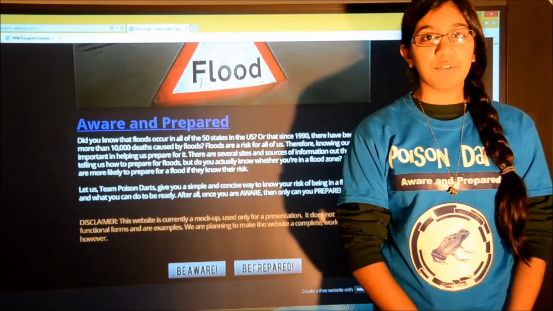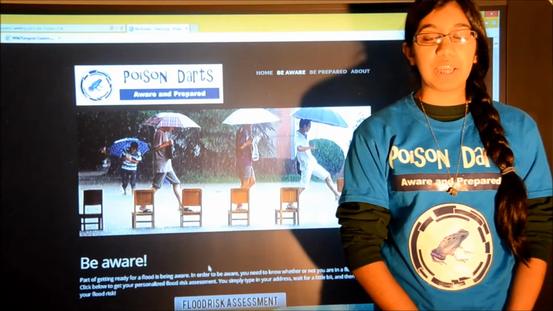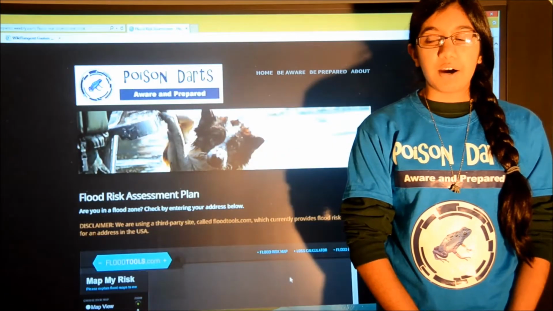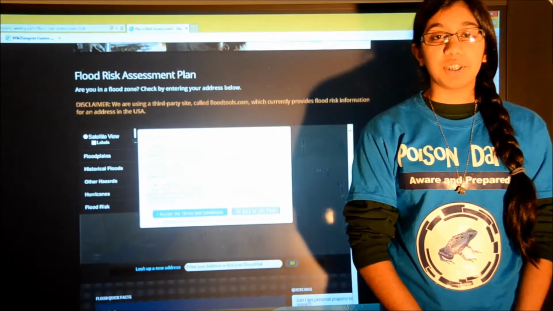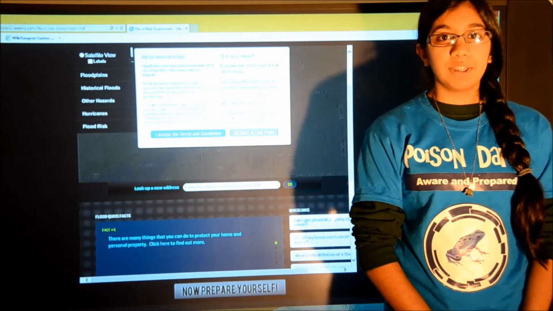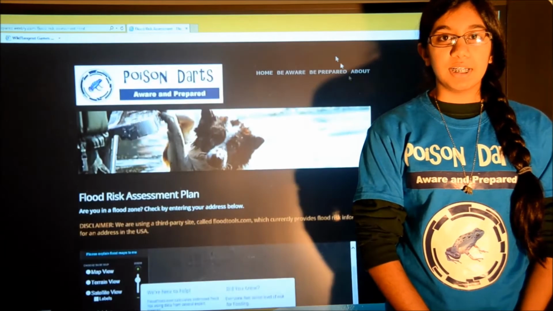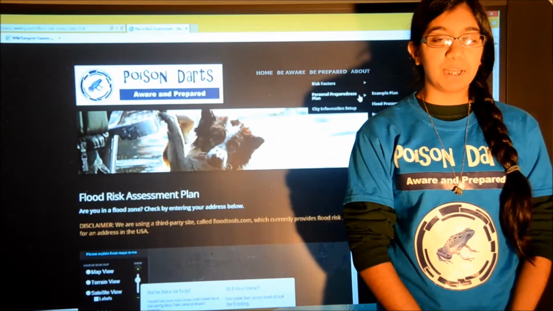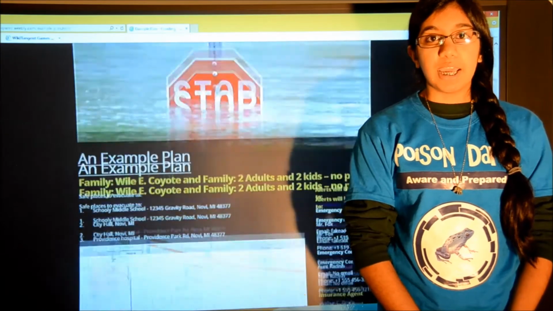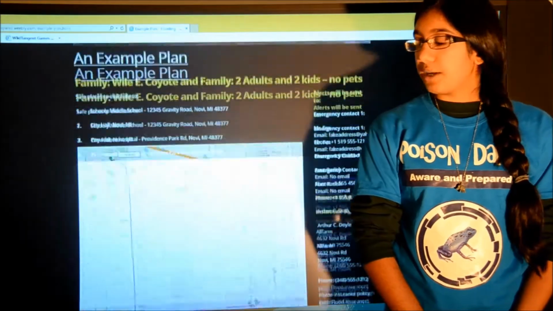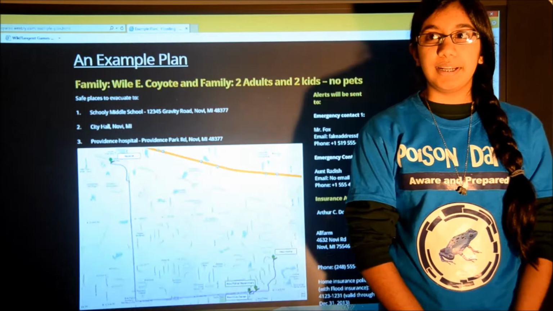The first thing is give you a personalized flood risk assessment based on your location. Right now, our website is still a prototype, so we're using a third-party site called floodtools.com. The second thing our website does is give you a personalized flood risk plan based on your flood location and your risk. Here we have an example plan for an example family.